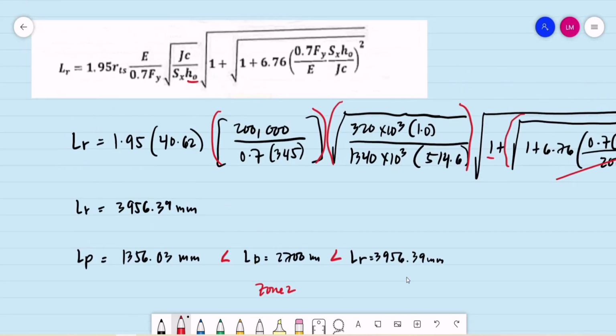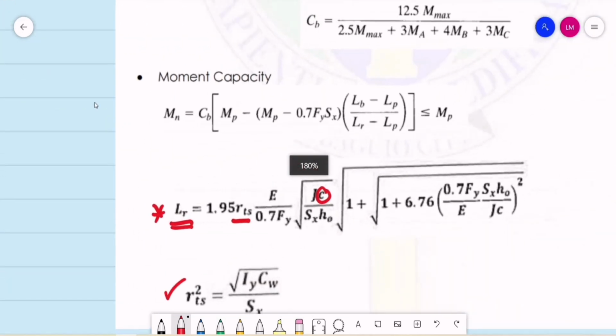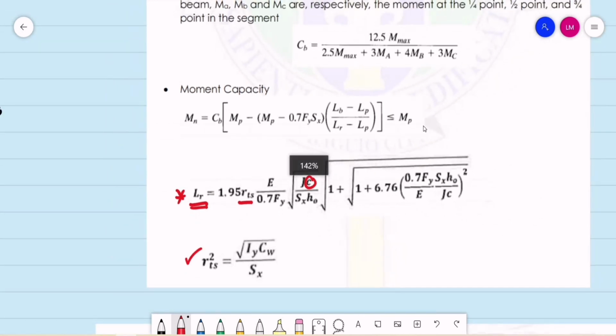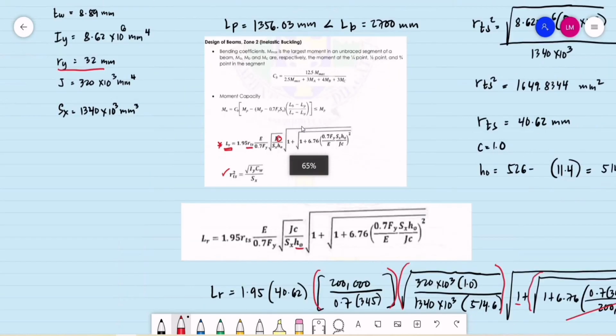So for the computation of the nominal moment capacity for zone number 2, we have this equation. M sub n is equal to C sub B multiplied by the quantity M sub P minus M sub P minus 0.7 Fy S sub x multiplied by the quantity L sub B minus L sub P divided by L sub R minus L sub P. And it should be less than M sub P.